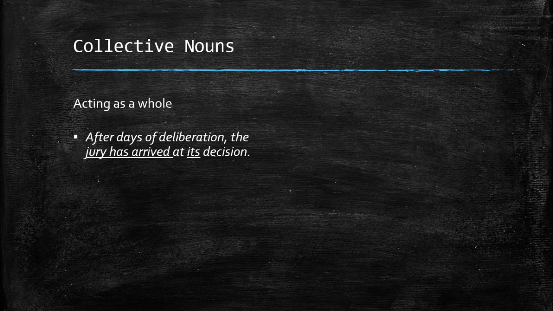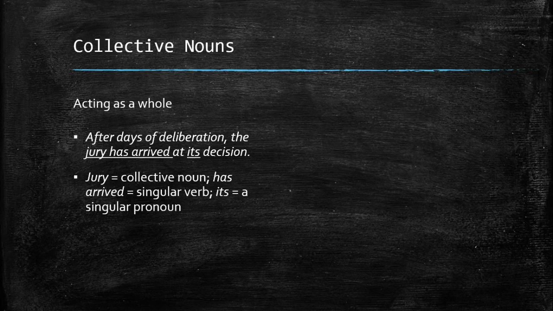Here's another example because this is kind of a tricky little concept to work through. After days of deliberation, the jury has arrived at its decision. That sounds fine. Here we have jury as a collective noun. It's representing a unit acting as one. It is arriving at its decision. A jury has to, of course, arrive at one decision. So you'd say has arrived. You'd use the singular verb, and you'd use any singular pronouns referring back to it.